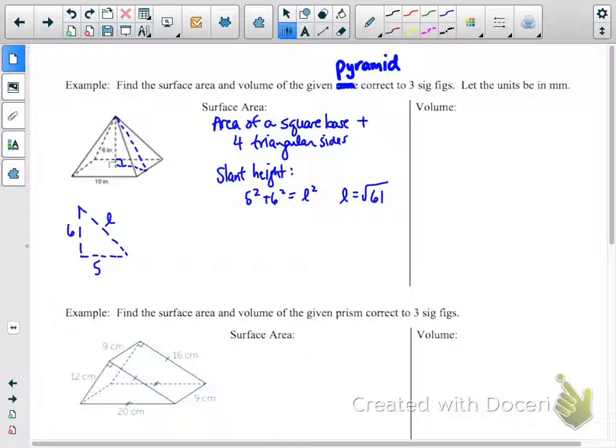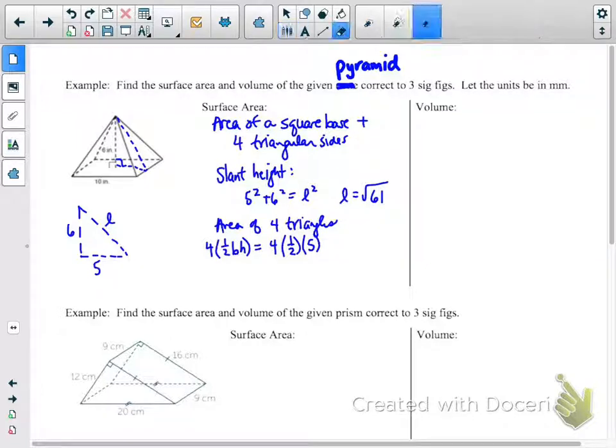Okay, now the area of my triangles then, area of 4 triangles. Okay, that's going to be 4 times 1/2 base times height, 4 times 1/2. I didn't really need to put that in a parenthesis like that, but that's okay. 1/2, 5. No. We're good. We don't want 10, or we don't want 5. We do want 10. I was thinking I'd written the wrong thing in my notes here. 10, and then the square root of 61.